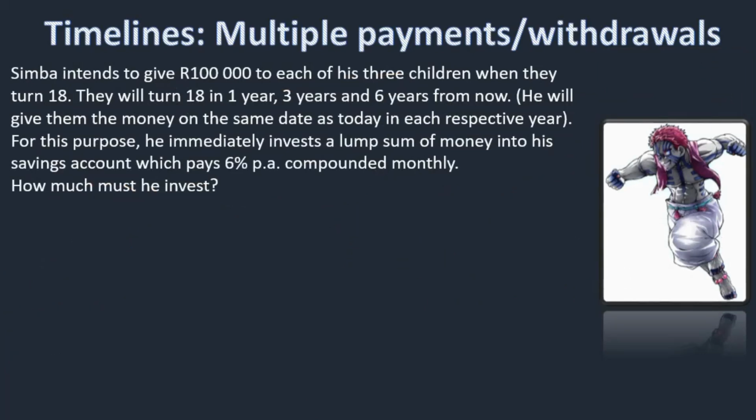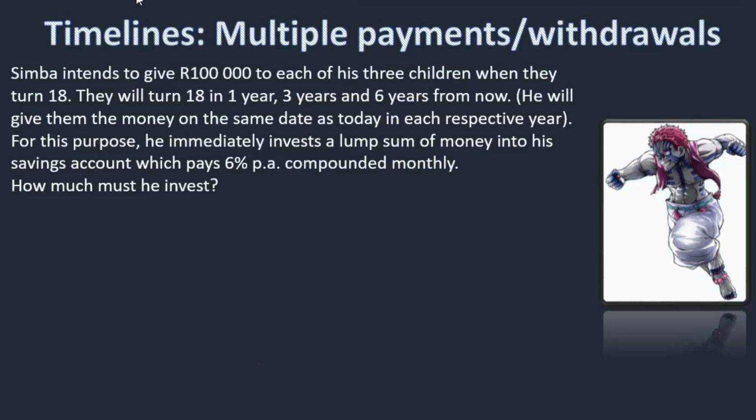Timelines again. Multiple payments and withdrawals again. So here we have a very tricky timeline, because actually what we are looking for here is the amount of money this person is supposed to invest in the beginning, right? And which is a problem.